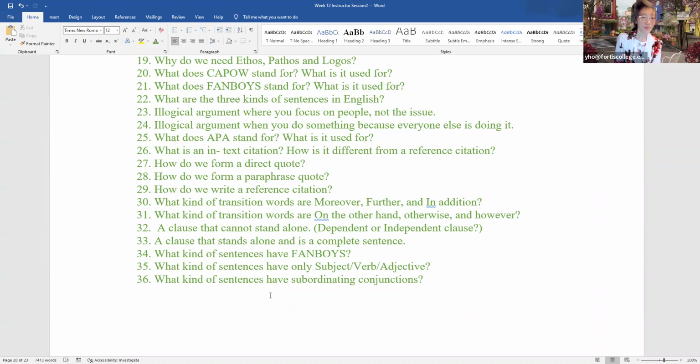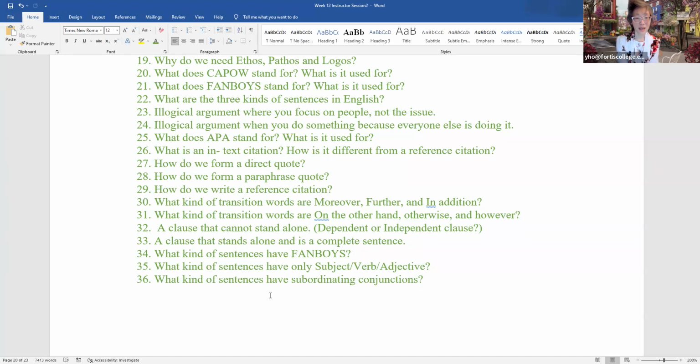So, and we did this. What kind of transition words are moreover, further, and in addition? Is it a transition word of opposition, addition, or consequence? Addition, yes, because it says in addition. What kind of transition words are on the other hand, otherwise, however? Is it transition words of addition, opposition, similarity, or consequence? Opposition, yes.